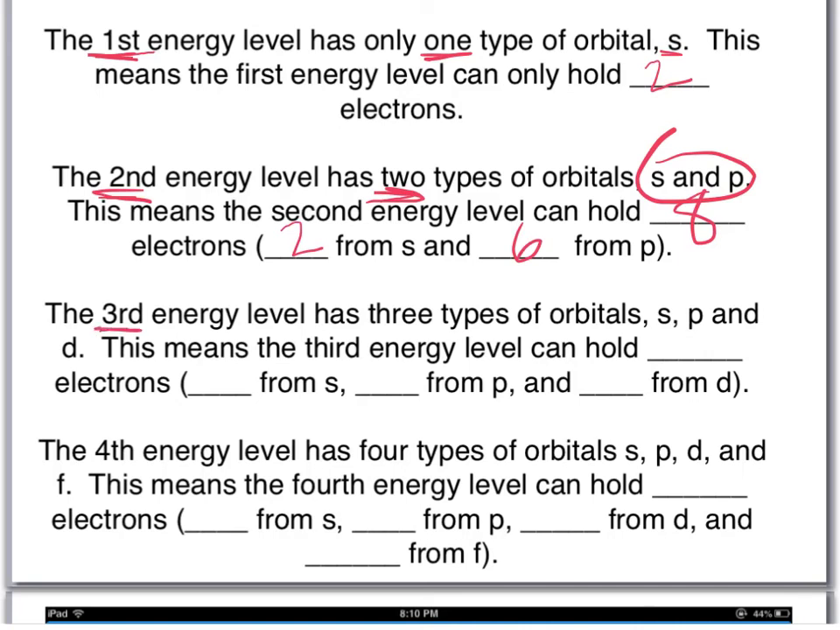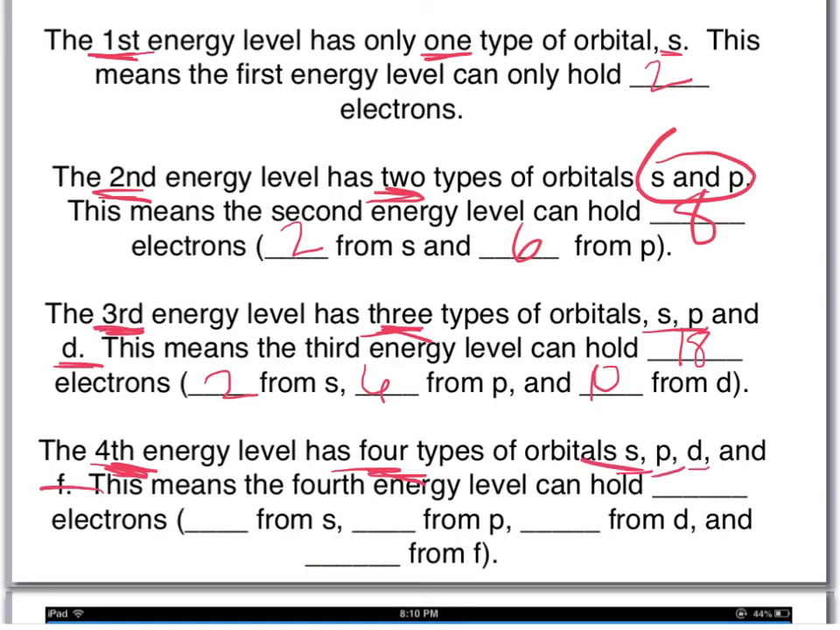Third energy level has 3 types. Third has 3. The S, which can hold 2, the P, which can hold 6, and the D, which can hold 10. So that's a total of 18. The fourth energy level has 4 types: S, P, D, and F.